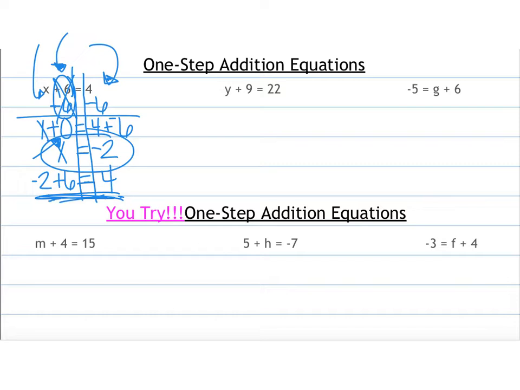All right, y plus 9 equals 22. So we write our equation, do our slide. Now I'm asking myself, what number plus 9 equals 22? So y is on the left side. I do the inverse operation, which is subtracting. Pull my 9 down, subtracting 9 over here, and then draw my line.